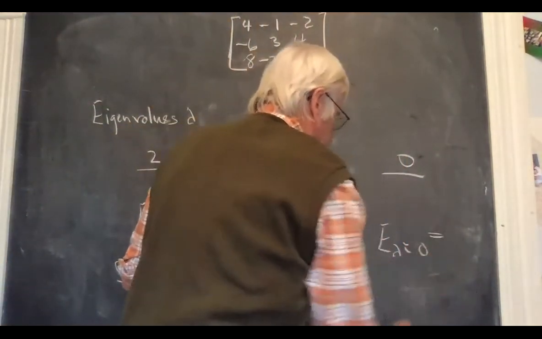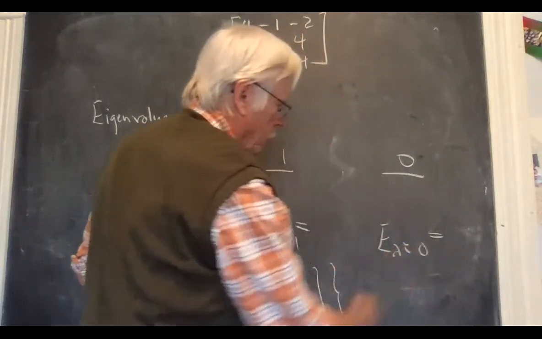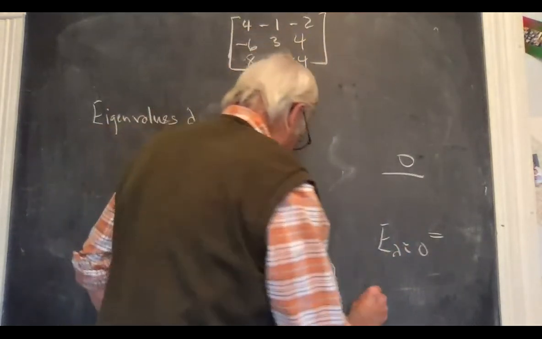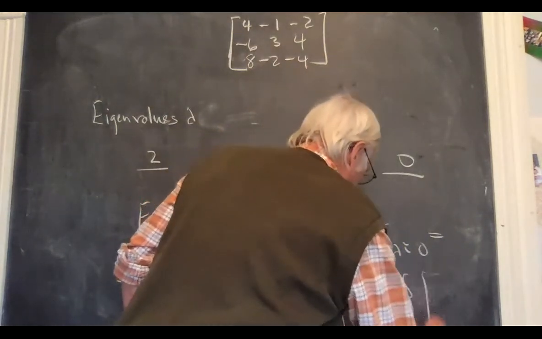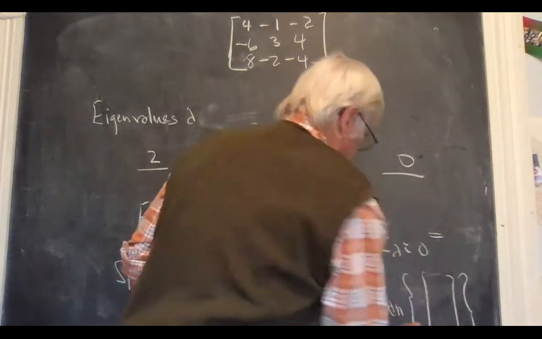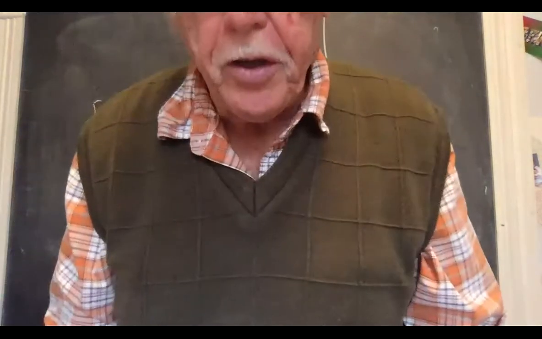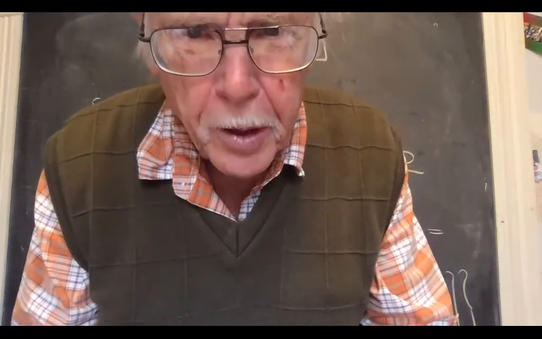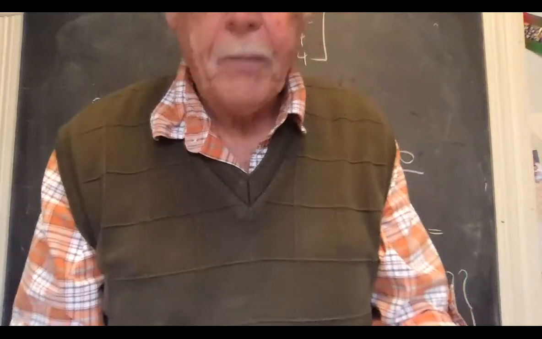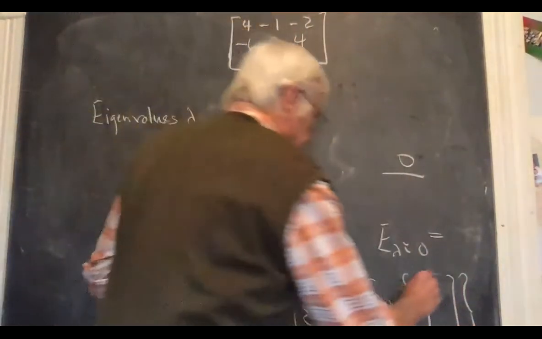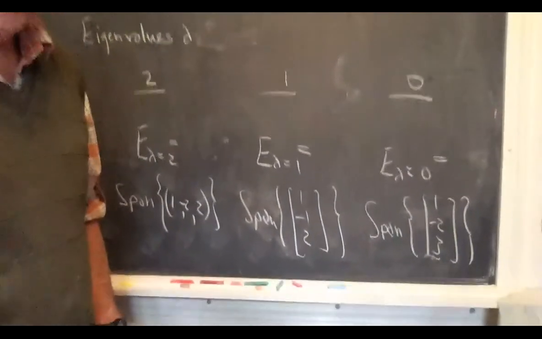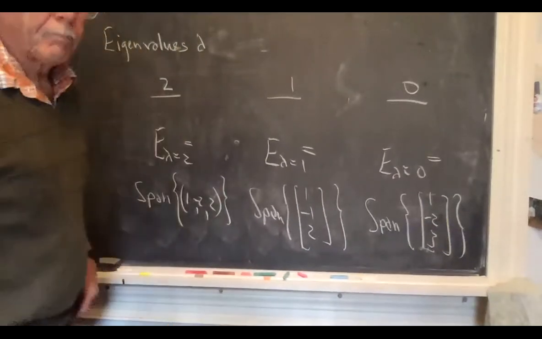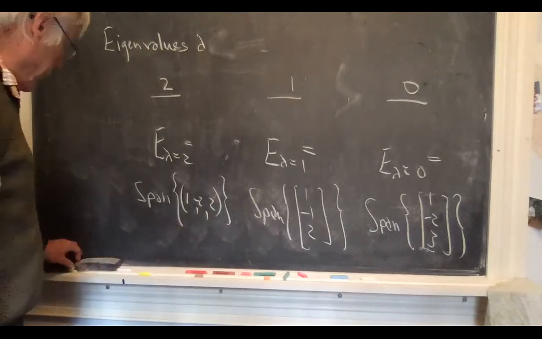And E sub lambda equals 0. Lambda equals 0 tells us that those vectors get squashed. They all get sent to 0. So this is a projection. The determinant of this matrix would be 0 if we computed it. And the third vector would be 1, minus 2, 3. And that's the information that eigensystem gives you. It gives you a basis for each of the eigenspaces.